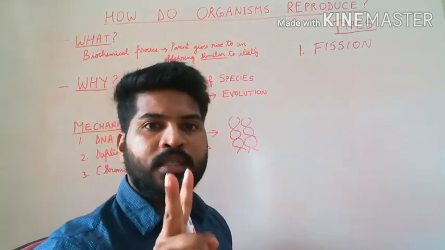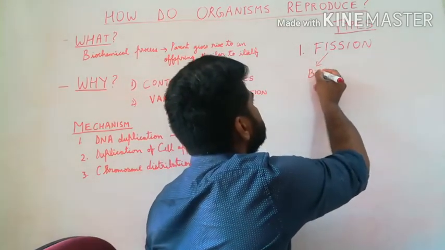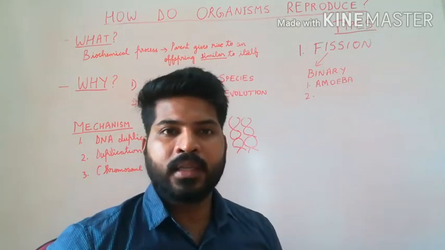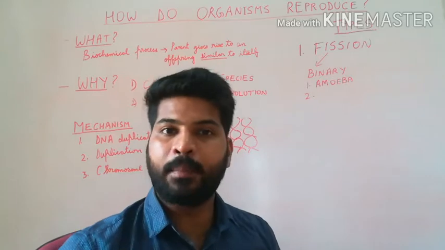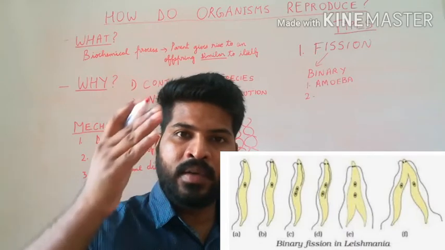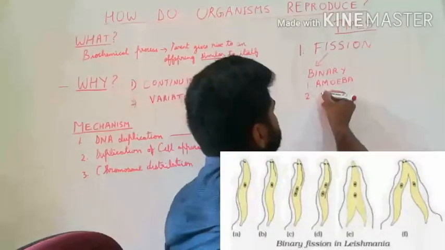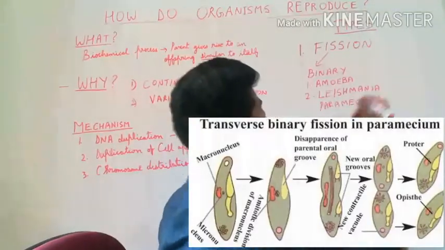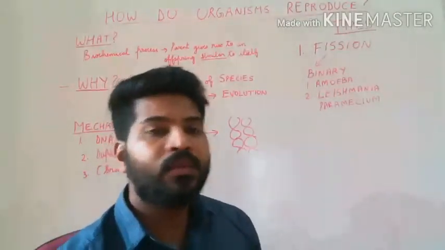Amoeba produces two amoebae. This is what is called binary fission. Bi means two. In the case of amoeba, the cytoplasm can divide anywhere. There is no specified spot where the division has to take place. It can take place in any plane. Whereas in the case of Leishmania, the division is longitudinal. It takes place in a vertical plane. Paramecium. There is another type of fission which is called multiple fission.